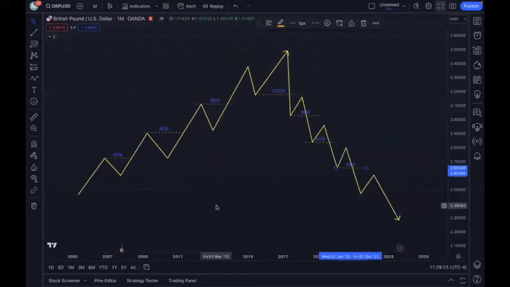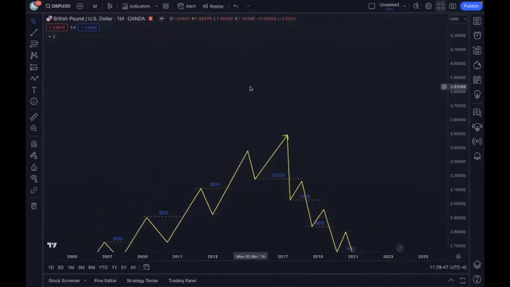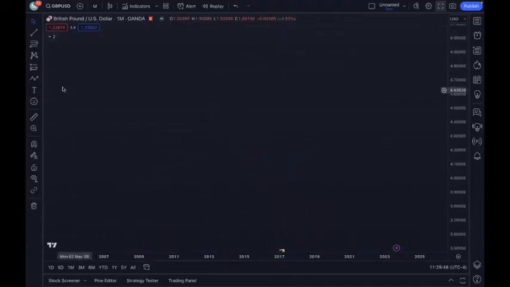There you go. So after the change of character, we start having BOS, BOS, BOS. Now, apart from this, this is just to refresh our memory. Now we need to know what we mean by equal lows and equal highs.